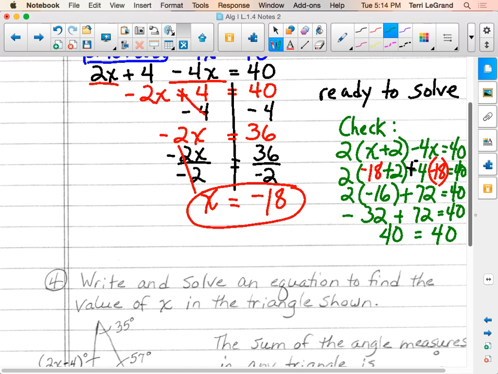And we legitimately have 40 equals 40. Yay, we have a good answer, it appears.